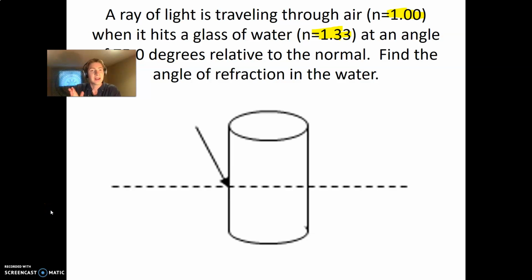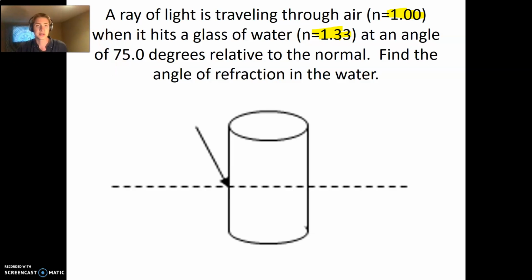Hello, everybody. Let's continue with another problem going over Snell's law. So this problem reads, a ray of light is traveling through air, and that ray of light right here is represented by this arrow pointing into the glass jar. When it hits a glass of water, n equal to 1.33, at an angle of 75 degrees relative to the normal, find the angle of refraction in the water.